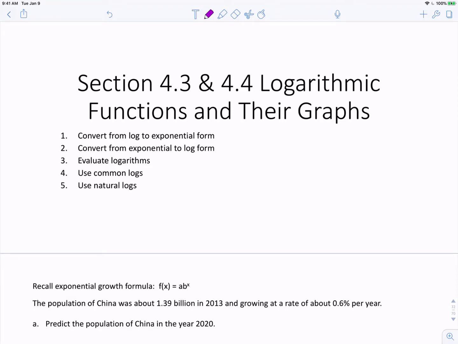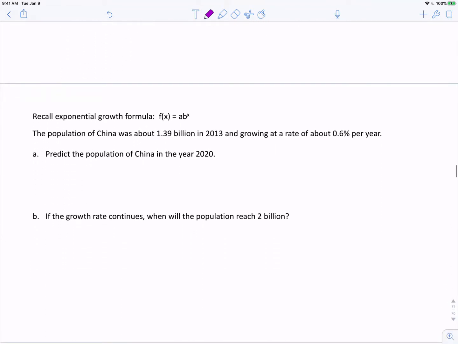Section 4.3 and 4.4, Logarithmic Functions and Their Graphs. In these sections, we'll convert from log to exponential form, convert from exponential to log form, evaluate logarithms, use common logs, and use natural logs.